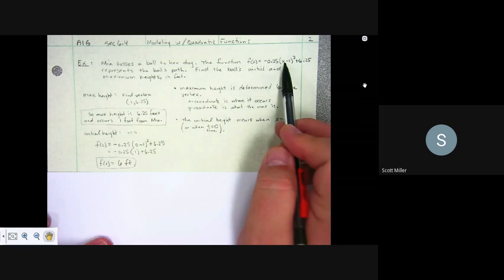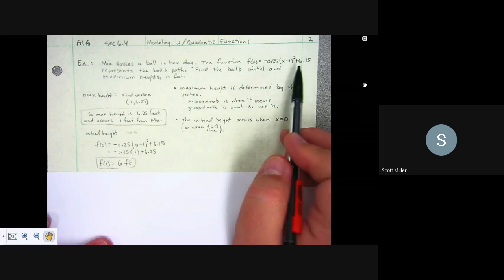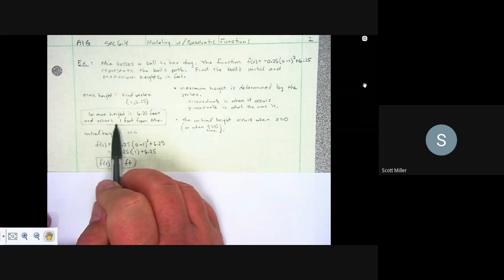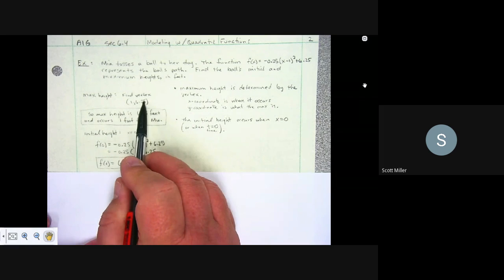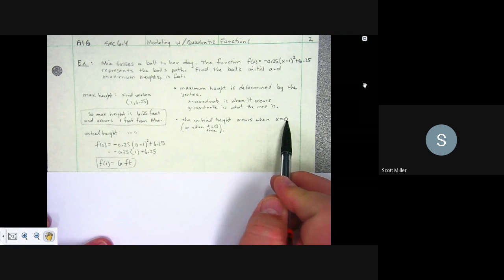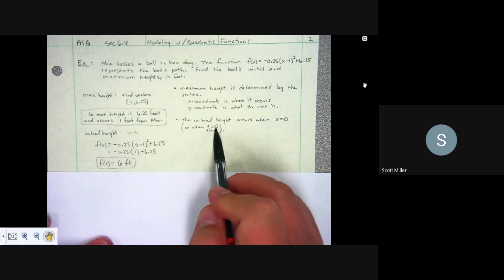So you notice there's an x in here. This is not a time. This is a height versus distance. So 1 foot from Mia, which you threw the ball 1 foot from. When I got 1 foot from her, you reached the maximum of 6.25 feet. The initial height occurs when x is 0, or when time equals 0.